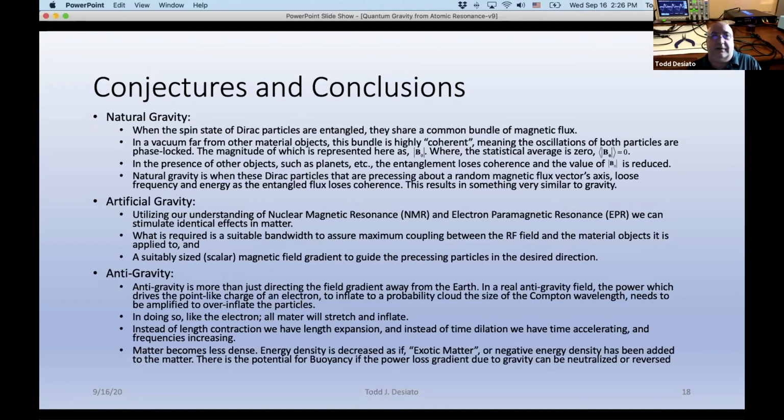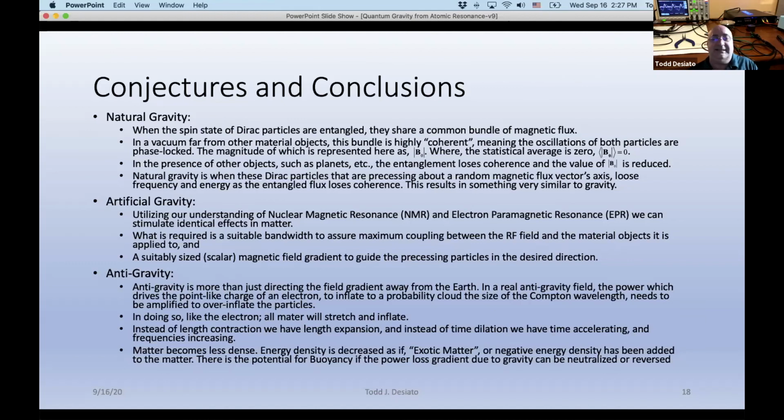So anti-gravity, on the other hand, is a little different. It's more than just directing the field gradient away from the Earth. In a real anti-gravity field, the power which drives these point-like charges, like an electron, to inflate to a probability cloud the size of a quantum wavelength, needs to be amplified to overinflate the particles, to make them expand, make your ruler stretch, make your clock run faster. That's anti-gravity. In doing so, like an electron, all matter will stretch and inflate. Instead of length contraction, we have length expansion. Instead of time dilation, we have time accelerating and frequencies increasing.